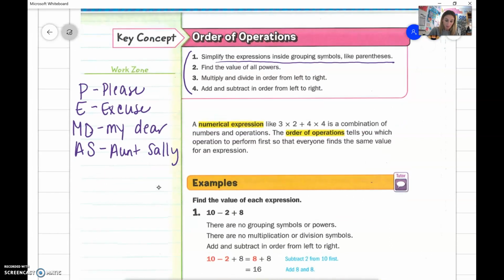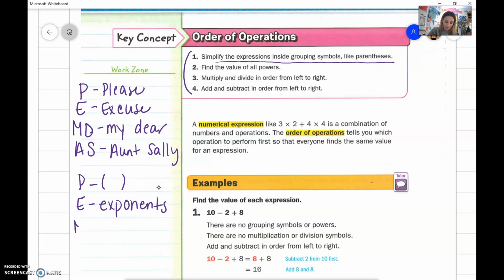So, what does the P really stand for in this situation? It stands for parentheses. Anything that we have to do first is going to be in the parentheses. So if we see parentheses, that's the first thing we're going to do. The second thing we're going to do is the E. Anybody know what the E stands for? You just learned it in lesson 1. Very good. That is the exponents.